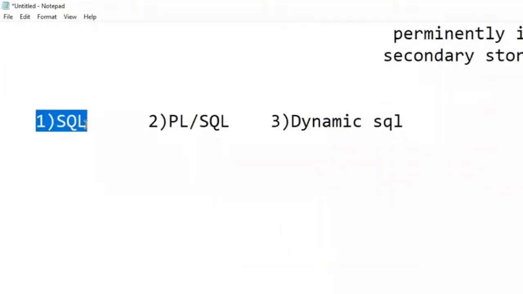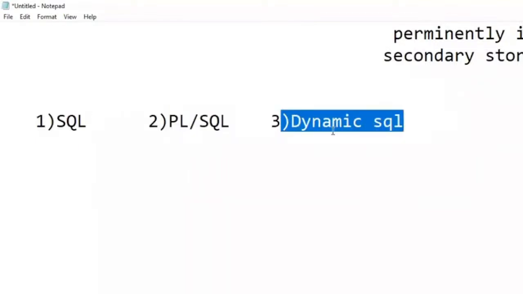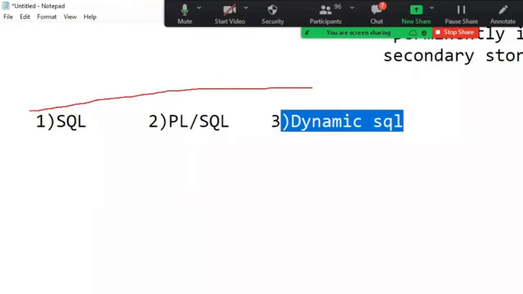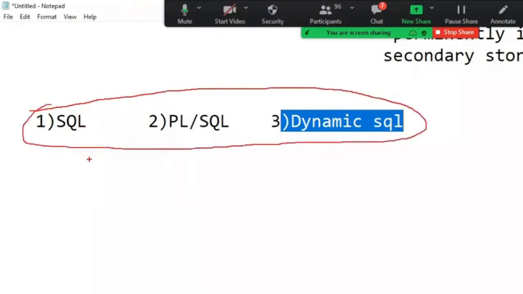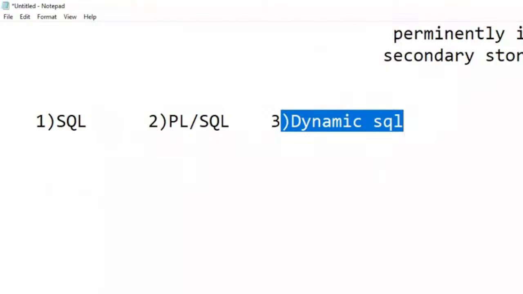One is the SQL language, which we are using and learning. Another one is PLSQL, and another one is dynamic SQL. These three languages we are learning in our course. Most powerful. Suppose, now here, check it out.